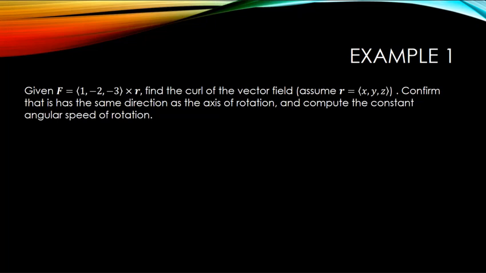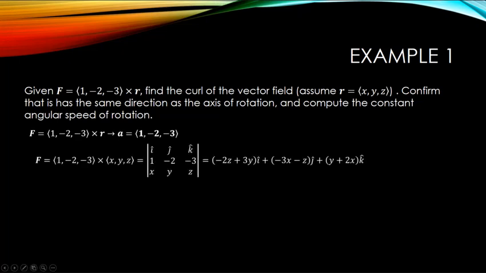If F is given by a vector with the components 1, -2, -3 crossed with a vector R, we want to find the curl of the vector field assuming that R has the components x, y, z. We want to confirm that my curl is in the same direction as the axis of rotation and compute the constant angular speed of rotation. So F equals the vector with components 1, -2, -3 crossed with R tells me that my vector A has components 1, -2, -3.